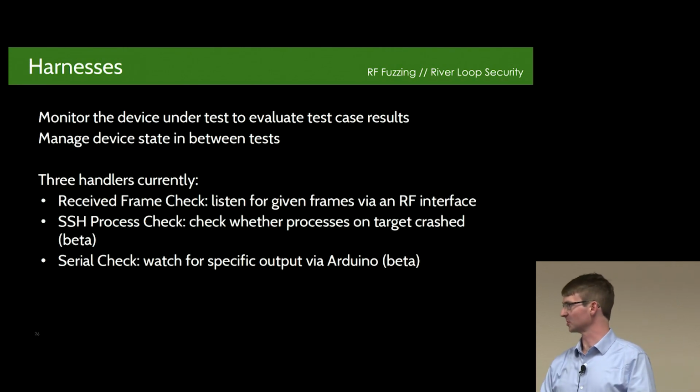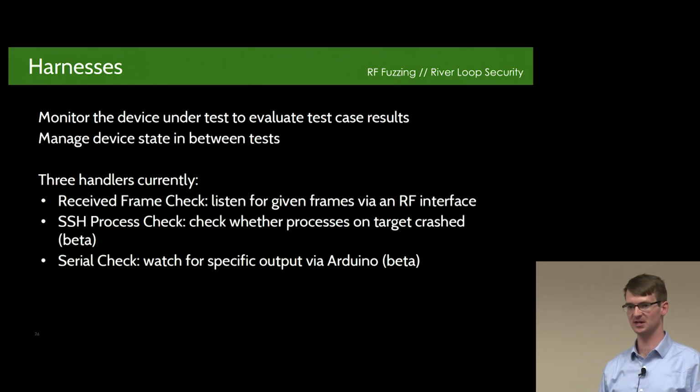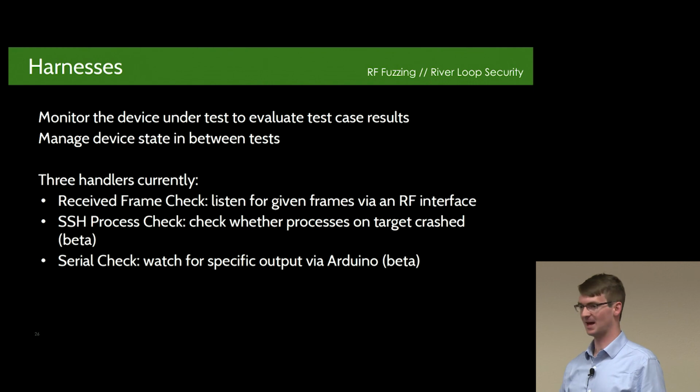And finally, we have the harness. The harness is essentially the part of the framework that monitors the device under test and looks for crashes or weird behavior. Generally, the harnesses inherit the radio API interface. You might have, say, 2 instances of your radio, one that's doing the injection and the other that's under test. And that would be encapsulated within the harness.